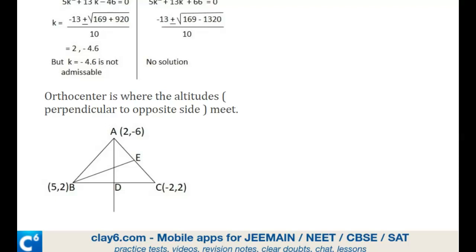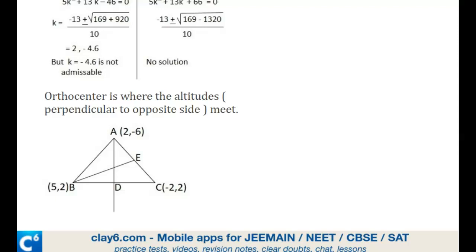Why is that important? How do we go about finding the orthocenter? Let us take a step back. The orthocenter is where AD and BE meet, and they are perpendicular, right? AD and BE are perpendicular to BC and AC respectively. So where those two lines meet is the orthocenter.